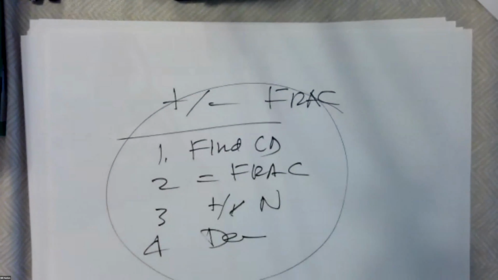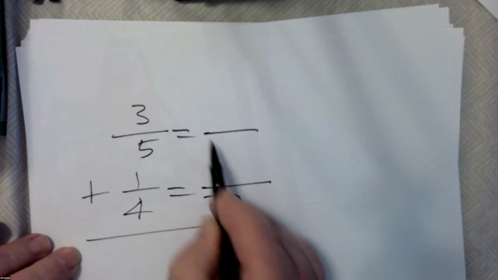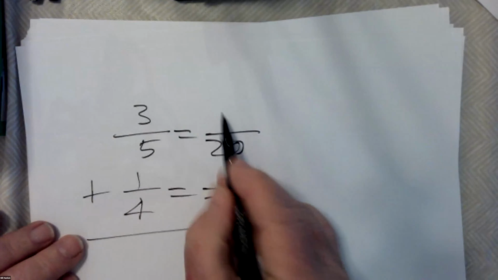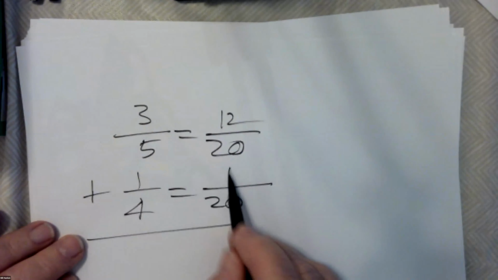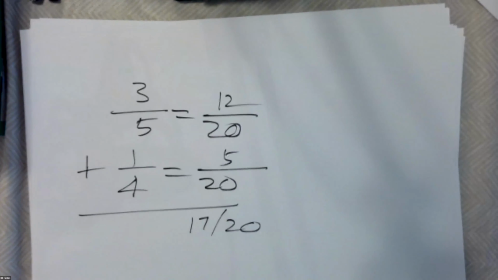We said find a common denominator, make equivalent fractions, add or subtract the numerators, bring down the denominator, and simplify. Well, that works out fine. If I have problems like 3/5 plus 1/4, I can find the common denominator pretty easily by multiplying. I can make equivalent fractions. 5 times 4 is 20, so 4 times 3 is 12, 4 times 5, that's 5. So I get my 17/20ths. So adding fractions, piece of cake. But now what happens is this.